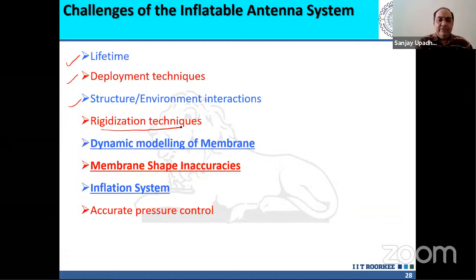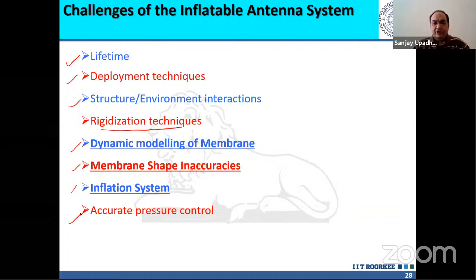Then dynamic modeling of membrane, meaning membrane structures, because we are talking about the fabric. What a membrane is, I will also explain here. So dynamic modeling of membrane, shape inaccuracy, inflation system, accurate pressure control. These are the challenges from a mechanical point of view. As I am a mechanical engineer, I am teaching and involved in the mechanical subjects.